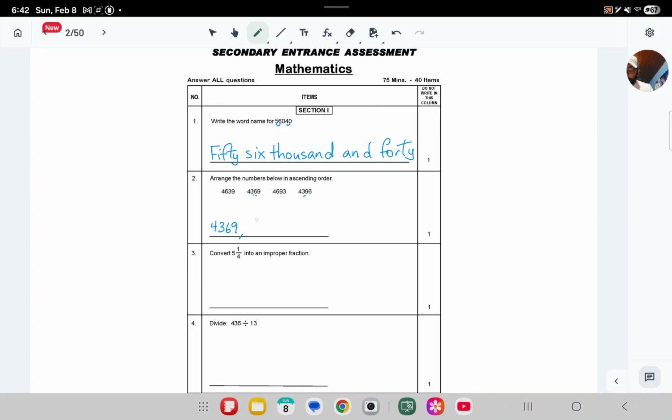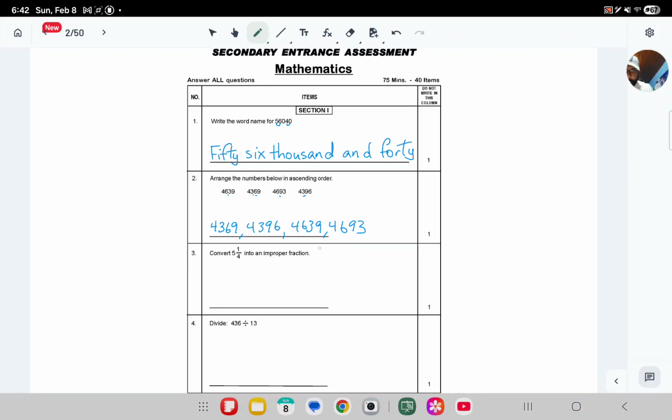4,369. The next one will be 4,396. And then from here now we look at the 4,600s. We look at the tens and realize the 4,639 and then the 4,693. Number 3, convert 5 1/4 to an improper fraction.